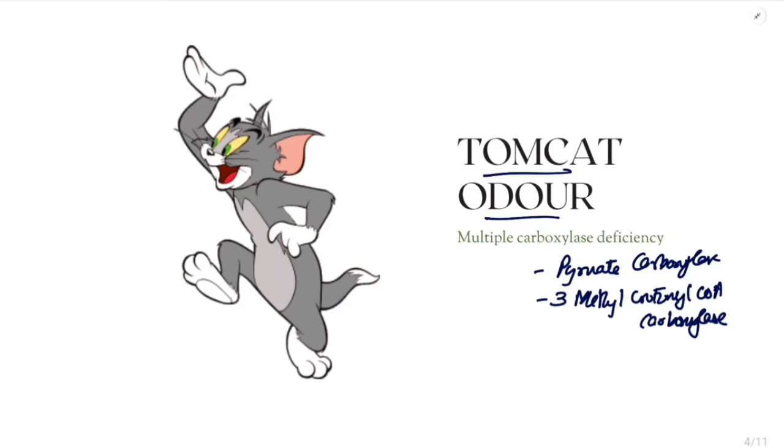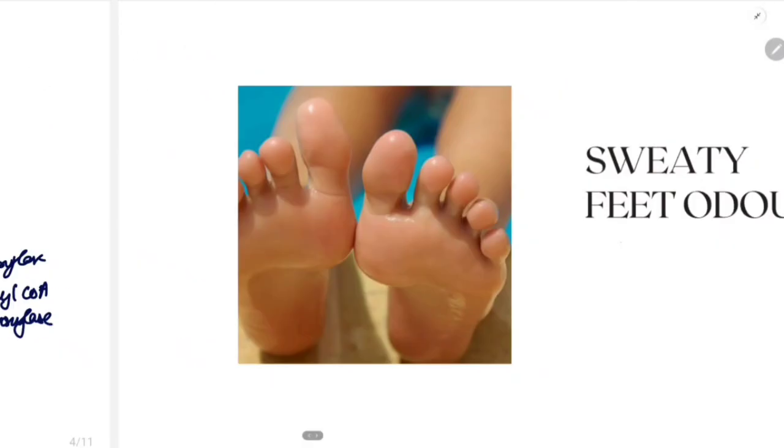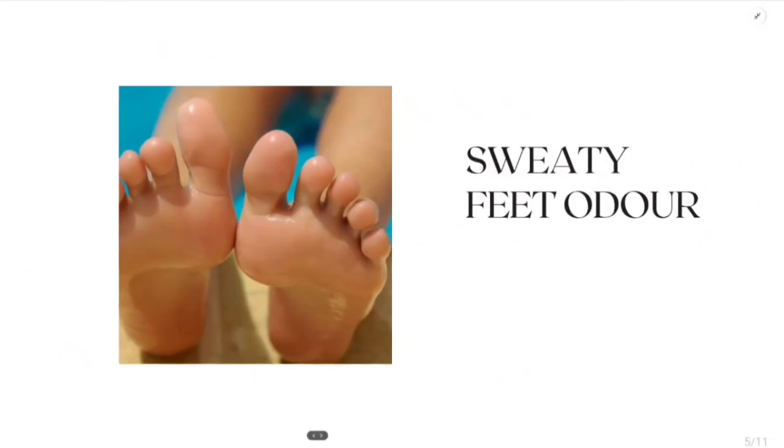So what is the compound responsible for tomcat urine odor? It is 3-hydroxy isovaleric acid in the urine. So with 3-hydroxy isovaleric acid, we get this characteristic tomcat odor. We do not need to see the detailed mechanism. So the next odor is sweaty feet odor.